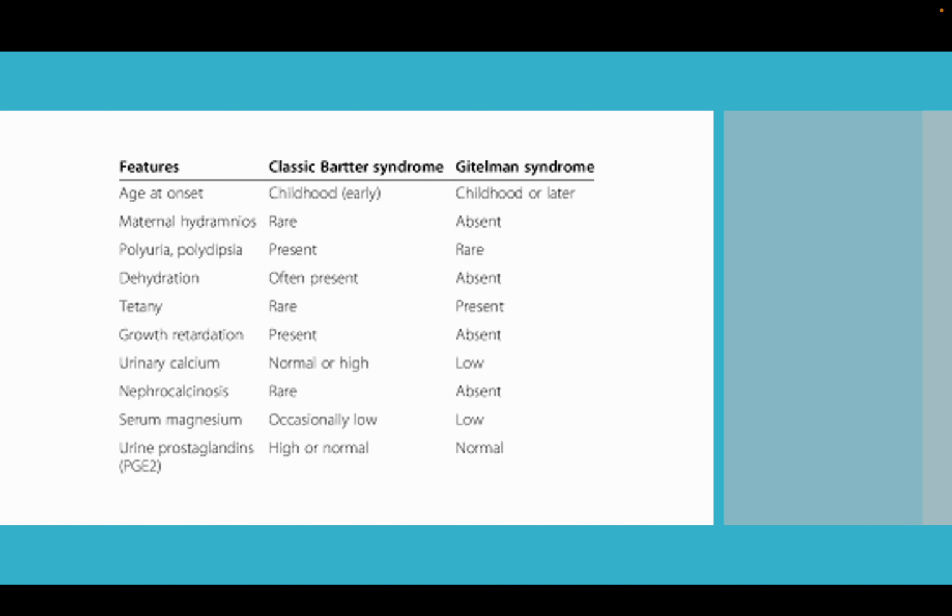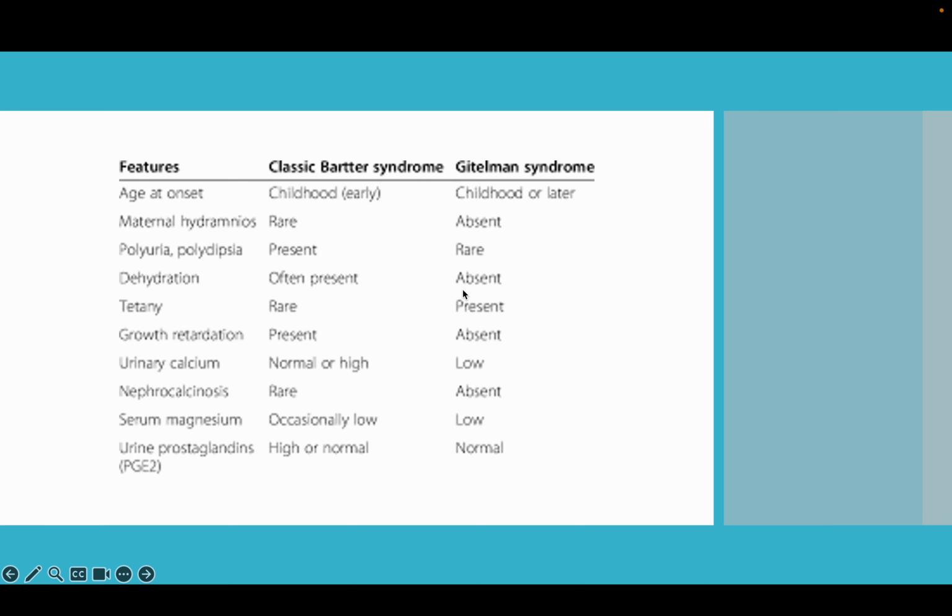We discussed that most of the cases present antenatally or in infancy. Maternal polyhydramnios is a possibility in classical Bartter's, in type 1 and type 2, but generally maternal polyhydramnios is absent in Gitelman syndrome. Polyuria, polydipsia, we have seen all the cases of Bartter's have polyuria and polydipsia; it is absent in Gitelman's. Dehydration is very common in Bartter syndrome, and is absent in Gitelman because significant fluid wasting is there in the case of Bartter syndrome.